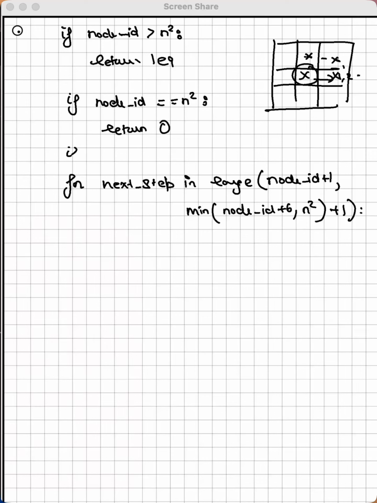Another thing: if a node has already been visited, I don't want to visit it. I don't want to do the work again, because there are multiple routes to reach one node, right? We're taking multiple jumps, jump of 1, jump of 2, and so on. So if node ID is in DP, let's return that value then and there, no need to repeat the work.